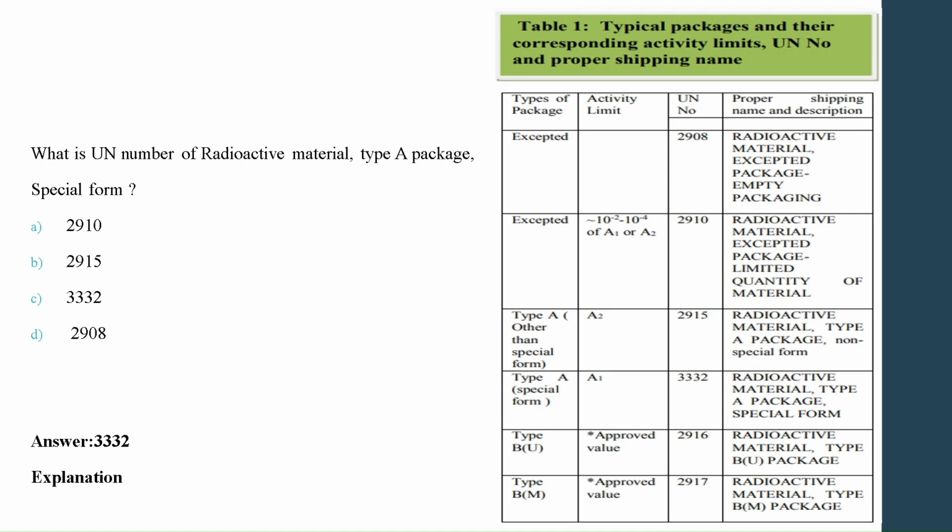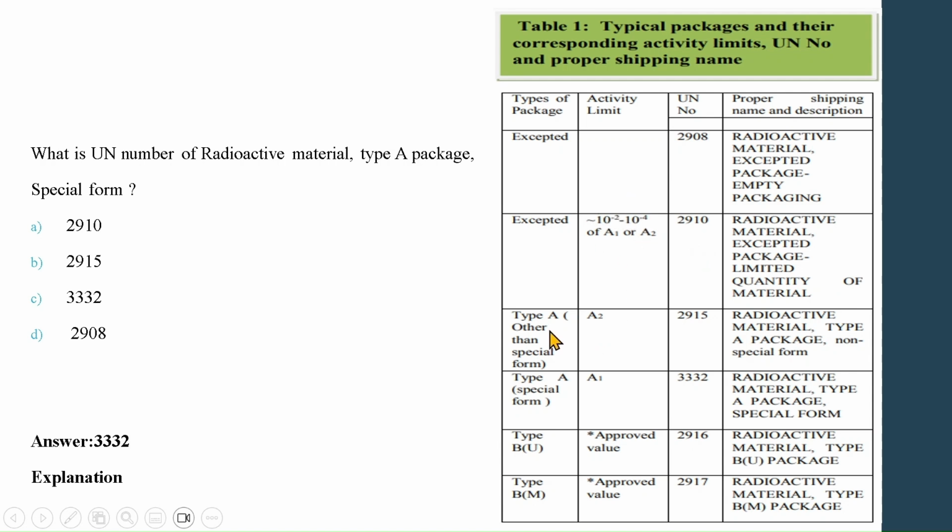So what is the UN number of radioactive material type A package special form? I already explained there are two forms, special form and other than special form. For type A package special form, the UN number is 3332. You should remember all these UN numbers for different types of packages. For excepted packages, the UN number is 2908 for empty packaging, and for limited quantity of activity it is 2910. The activity concentration is given here.